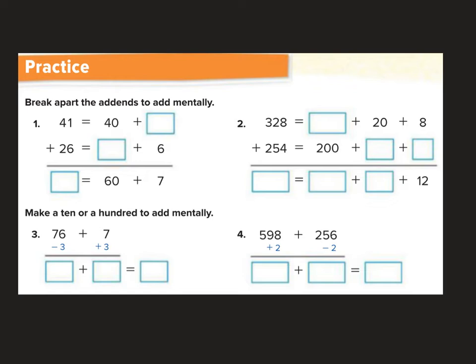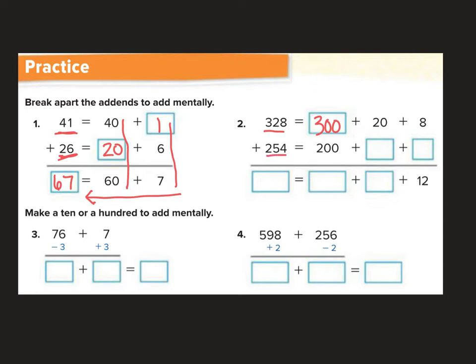Break apart the addends to add mentally. So I'm going to take 41, make it 40 plus 1, and 26 and make it 20 plus 6. Now I'm going to add up and down here. 1 and 6 make 7. 20 and 40 make 60. Okay, now I'm going backwards here. 60 plus 7 is 67.